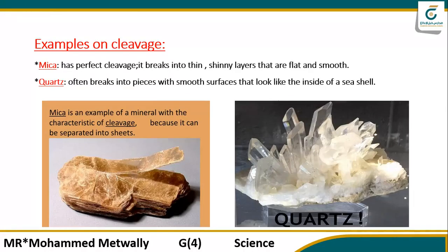I will give you here two examples of cleavage according to our book. We have here two different minerals, the first one is mica. Repeat after me, mica. Mica has perfect cleavage. Let me show you the first. Focus on the figure here at your left hand side. This is the figure of mica.